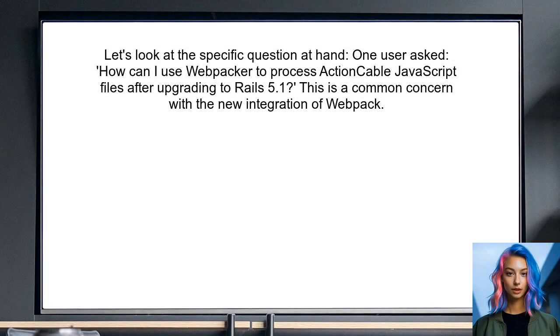Let's look at the specific question at hand. One user asked, how can I use Webpacker to process ActionCable JavaScript files after upgrading to Rails 5.1? This is a common concern, especially with the new integration of Webpack.